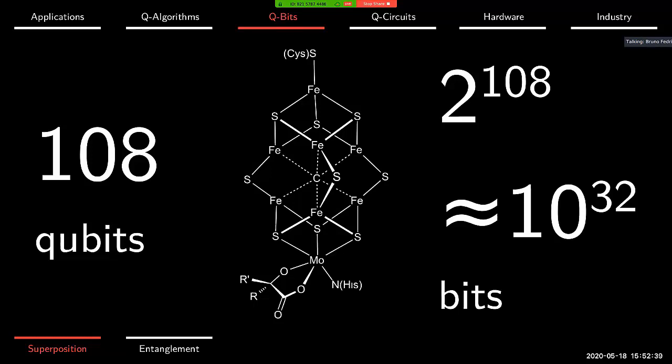So now you understand better why we had 108 qubits in the quantum domain and 10 to the power 32 in the classical domain, because 10 to the power 32 is about 2 to the power 108.